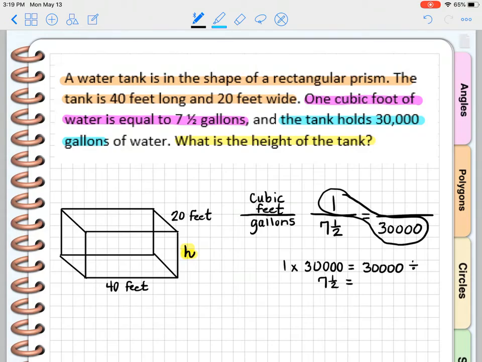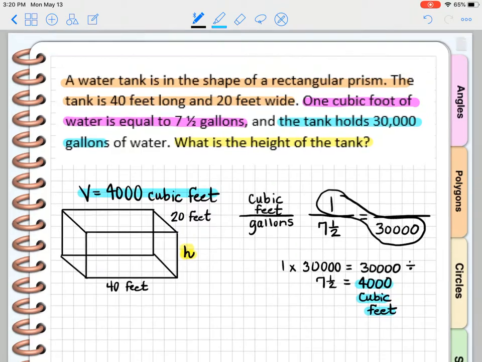You can use the fraction key or 7.5. But you should come up with 4,000 cubic feet. And so that is the volume of this tank. It'll hold 4,000 cubic feet of water. So if we know that, we're getting there, guys. So here's the volume that we were looking for. And we have one more step to do.